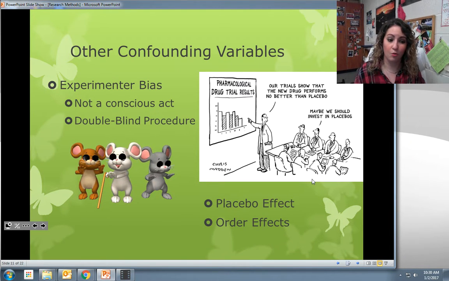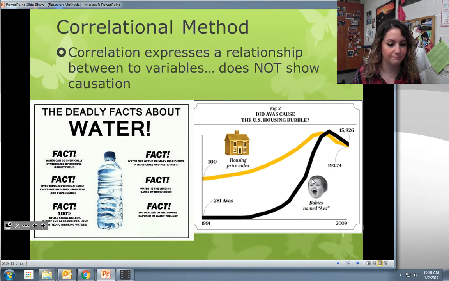So we try to get rid of the order effect, change up the order that you do things. Or the placebo effect, you've got to watch out for that, or you make sure there's no experimental bias with a double-blind procedure.